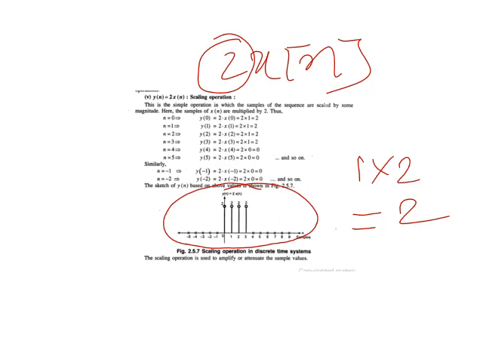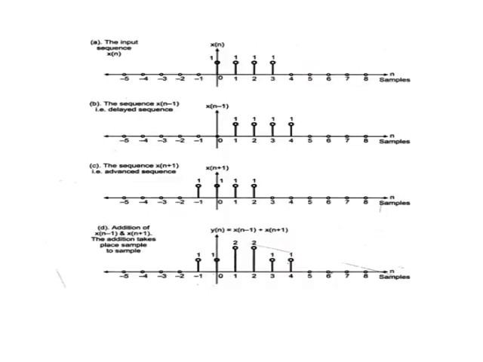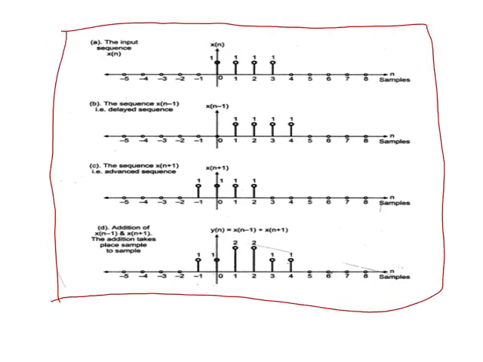Last one is, so this is the complete discussion about our previous example. This is original signal, this is delayed signal, this is advancement, and this is addition. How addition is performed? See here, if you draw the projection, you will get the concept very simply. It is graphically, it will be helpful.